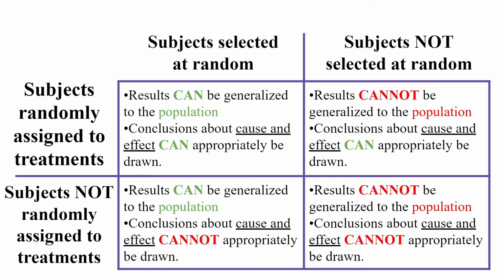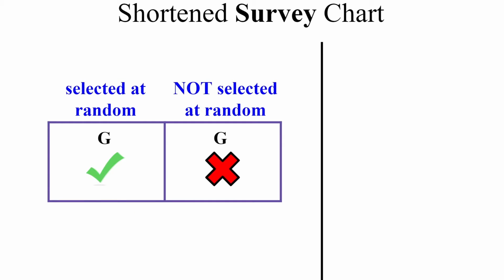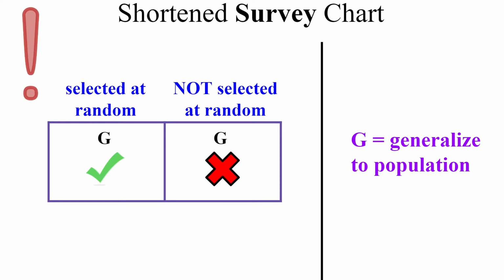So I'm going to make this a lot nicer for us on the next two slides. So here's my shortened survey chart, where G is just generalize to the population. If your participants are selected at random, you can generalize. If they're not selected at random, you cannot generalize.